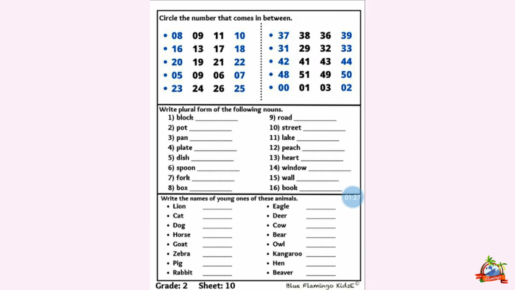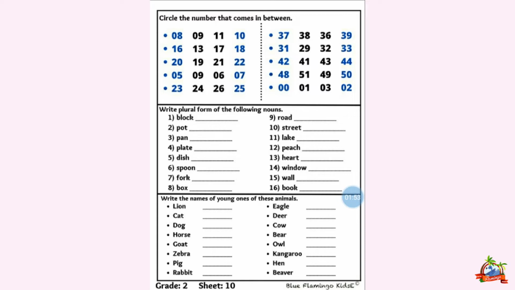Second, 16 and 18. Which number comes in between 16 and 18? 16 और 18 के बीच में कौन सा नंबर आता है? Yes, 17. Very good. 17 comes in between 16 and 18. 16 और 18 के बीच में 17 आता है. Very good.